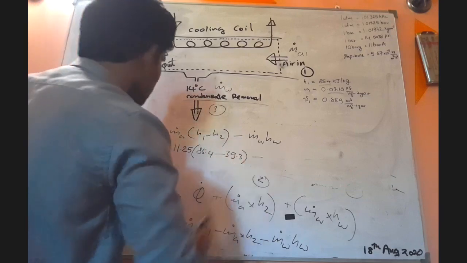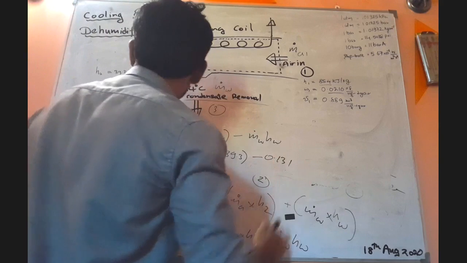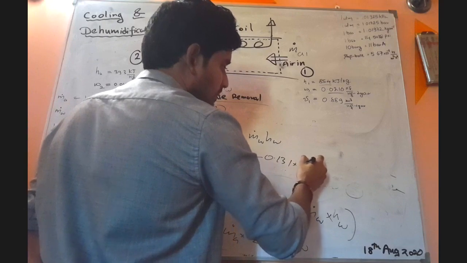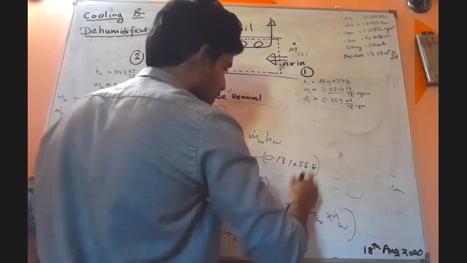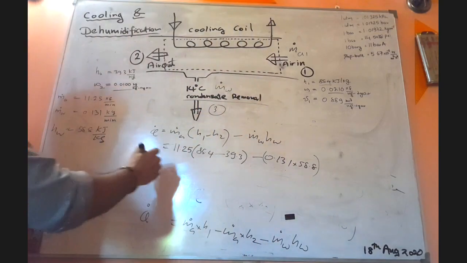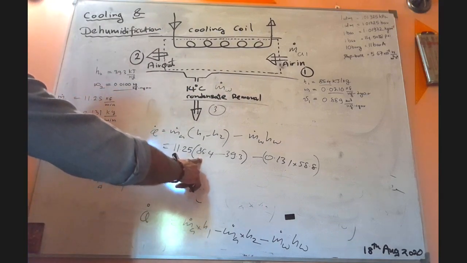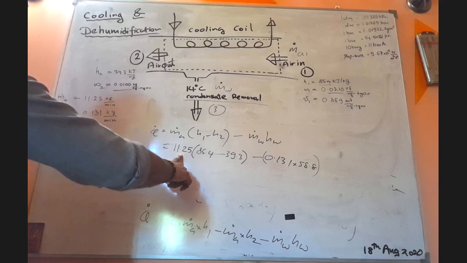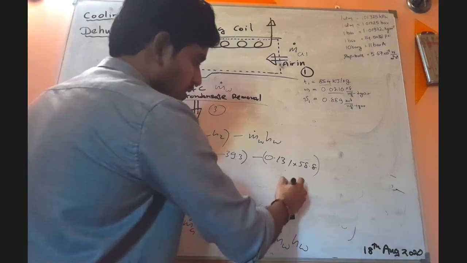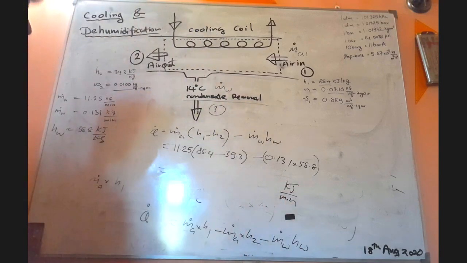Minus mw is 0.131. Again, what is the unit? Kilograms per minute. 0.131 multiplied by 58.8. I will erase this part also. So definitely, what must be the unit of this answer? Kilojoules per kilogram, and here we have kilograms per minute. So that means the unit of Q dot must be kilojoules per minute. Be very careful about the units, right?